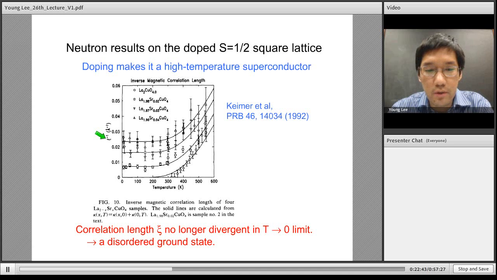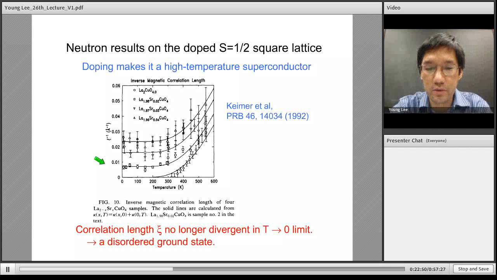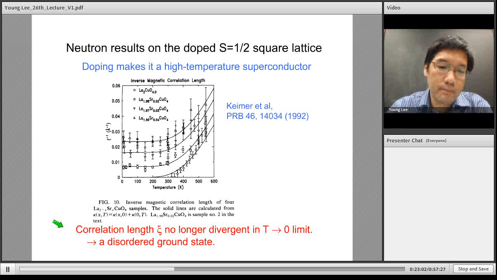So if the inverse correlation length is finite, that also means the correlation length does not diverge to infinity, but just goes to some finite value as well. So the correlation lengths are no longer divergent, even in the T equals 0 limit. So your ground state is a disordered ground state. There are questions about what type of disordered ground state it is. Further neutron scattering measurements were done on this to probe that.